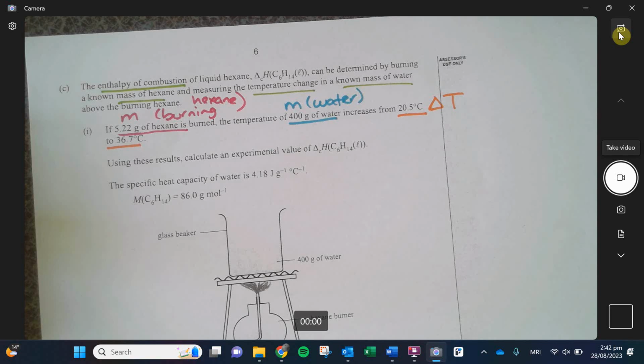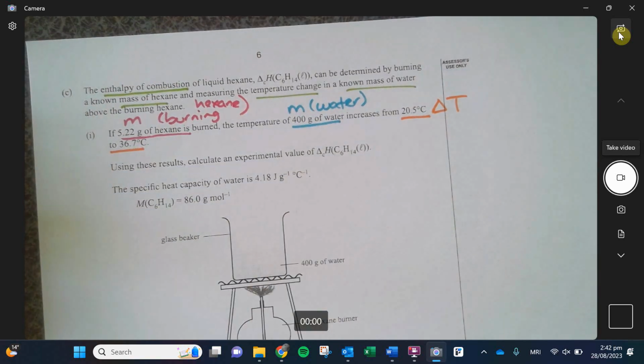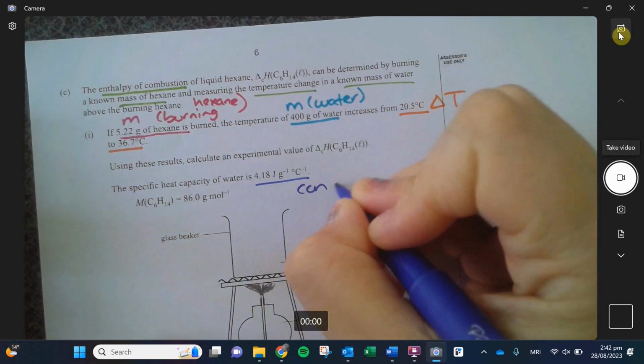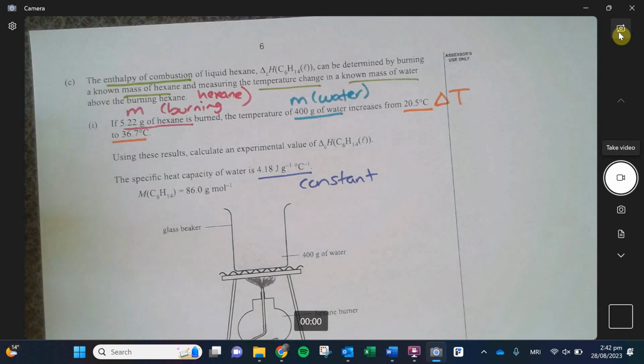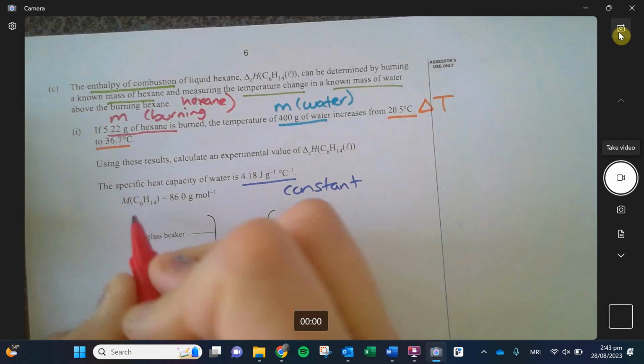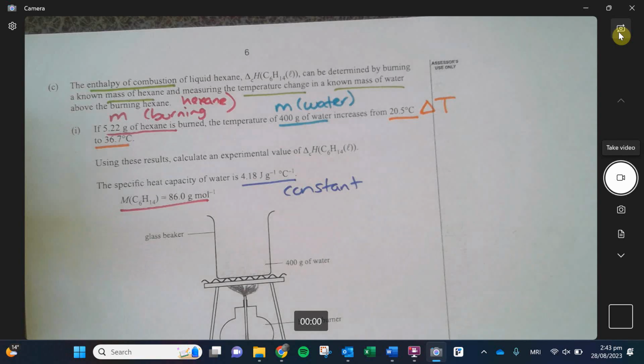They want us to calculate the enthalpy of the combustion of hexane. And they've given me some different bits of information. They've given me information about the heat capacity of water. This here is a constant, so it's always going to be that 4.18. And they've given me the molecular mass of the hexane, which I will use later. I'm just going to underline that too. I personally love to color code because it helps me keep everything straight and in order. I know what's going on.